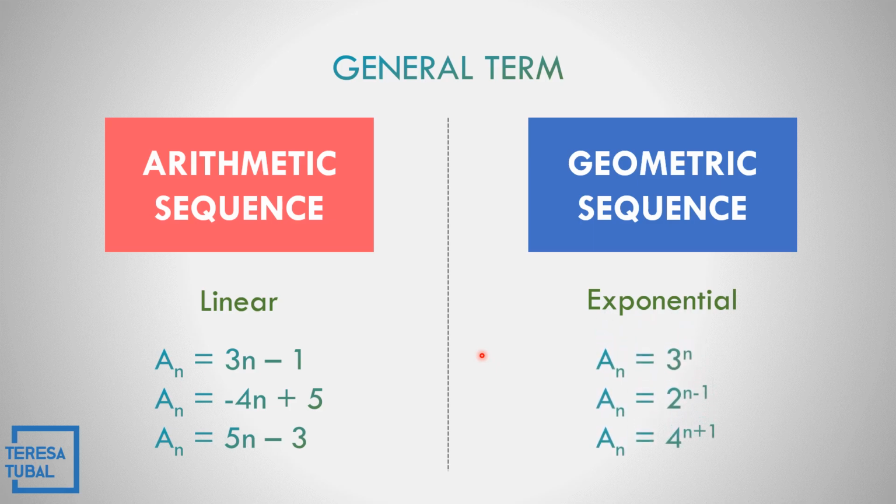How about the examples of the exponential? a sub n is equal to 3 to the n. Second one, a sub n is equal to 2 to the n minus 1. And the third one, a sub n is equal to 4 to the n plus 1. As you can see, the variable becomes the exponent. So that becomes exponential.